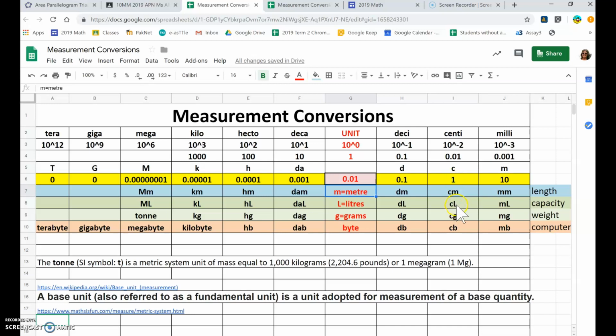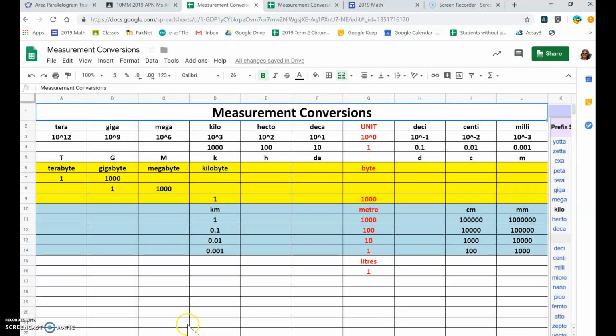Okay, if I wanted 1 mil, I'd have to go, where am I? Here I've got 1 millimetre is 1,000th of a metre. 1 mil is 1,000th of a litre. Okay, so I'm going to put that back to 1 there, so that you can play with. On the next one, we're looking at the prefixes. So we've got another sheet to play with.